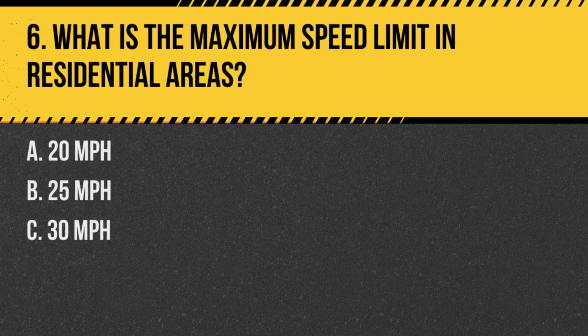Question 6. What is the maximum speed limit in residential areas? A. 20 miles per hour. B. 25 miles per hour. C. 30 miles per hour. Answer. B. 25 miles per hour. The maximum speed limit in residential areas in California is typically 25 miles per hour unless otherwise posted.